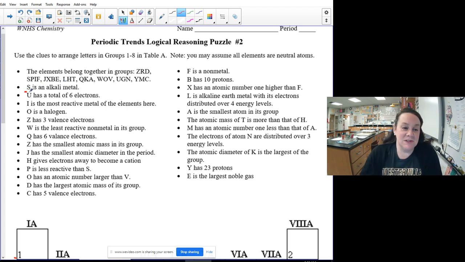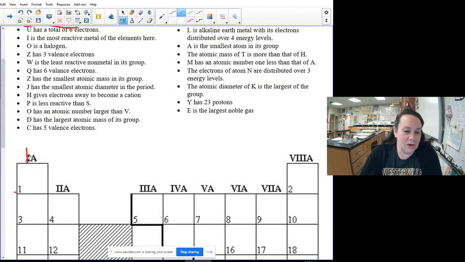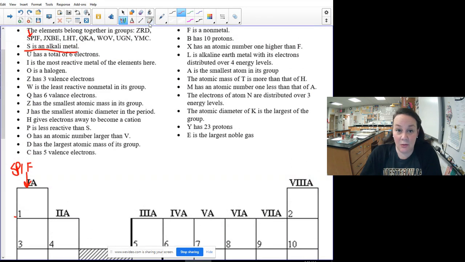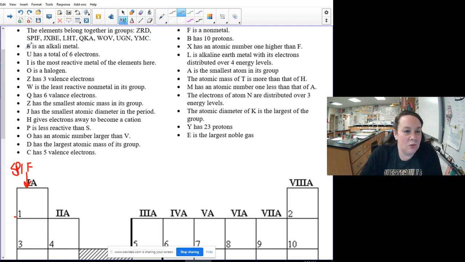So you go through the different examples or the different clues to tell you where these letters go. For instance, it says S is an alkali metal. So I know S, P, I, and F are going to go here. So what I usually do is I draw here and I go S, P, I, and F. I don't know what order they go, but I know they go in there. And these are just made up elements. So it's not like sulfur, phosphorus, iodine, and fluorine. This is just a made up kind of periodic table here.